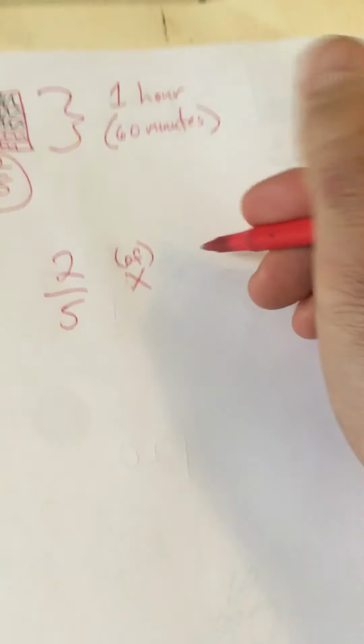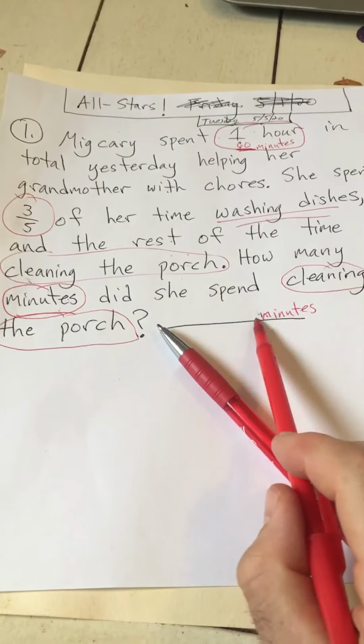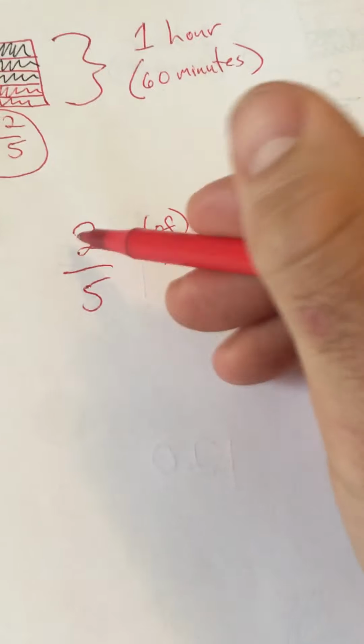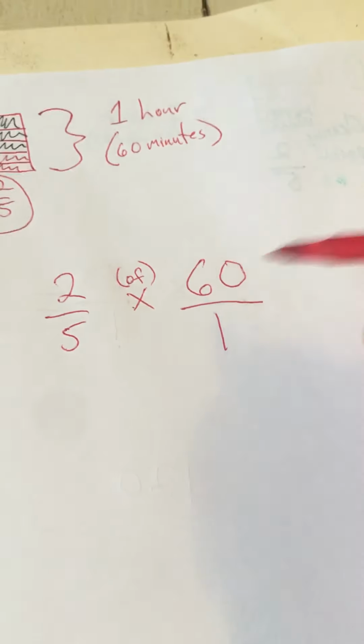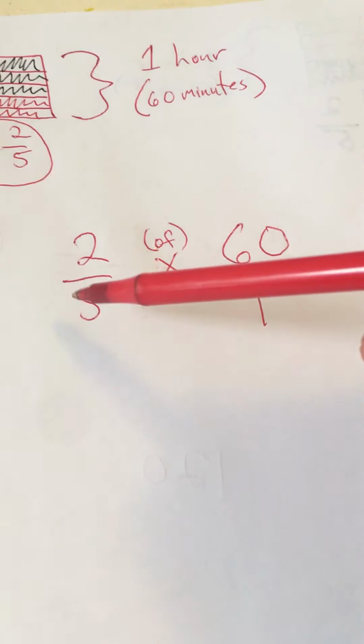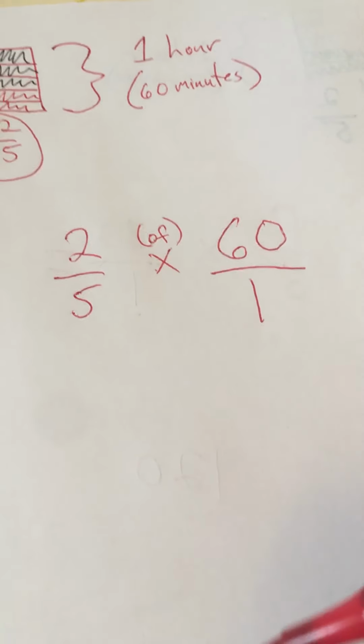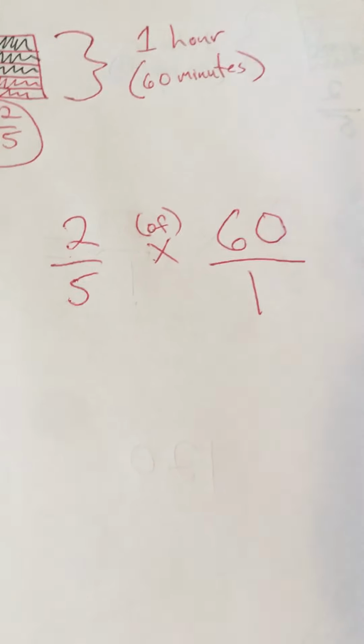So what's 2/5 of, or 2/5 times? We're going to use minutes because the problem wants us to give the answer in minutes that she spent cleaning the porch. So if she spent 2/5 of her time cleaning the porch, out of that 1 hour total, which is 60 minutes, we're going to take 2/5 of 60, or 2/5 times 60.